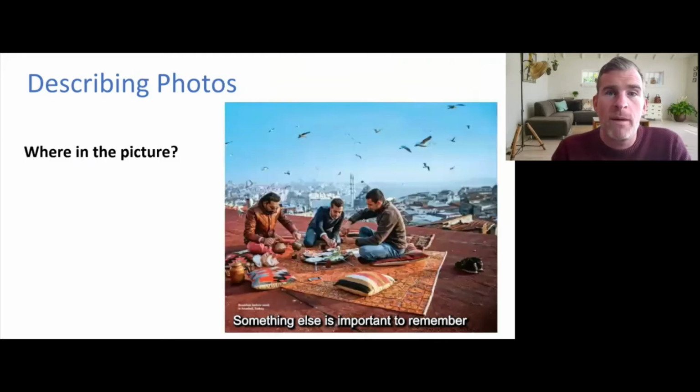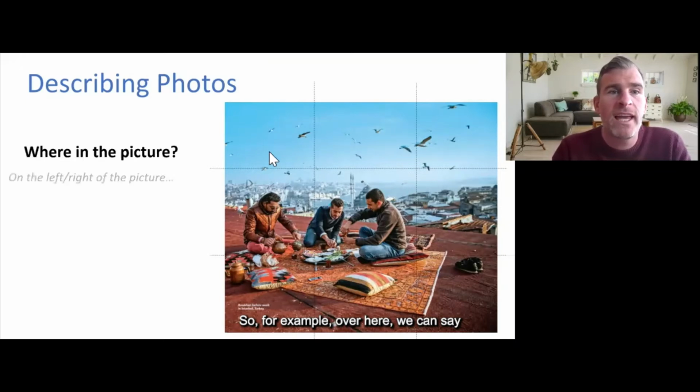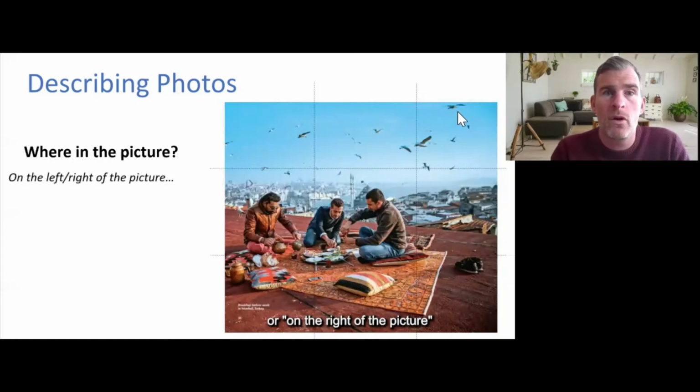Something else that is important to remember is to say where in photos things are, and we can use different expressions to help us to describe the location. Now, to help you do this, you might want to split the photo into different areas like this. So, for example, over here, we can say on the left of the picture, or on the right of the picture, or indeed in the middle of the picture, around here.